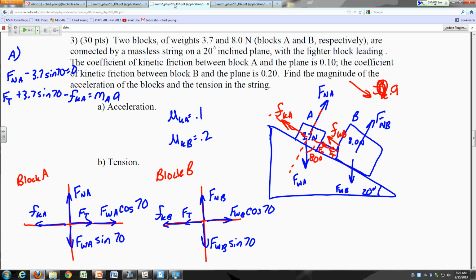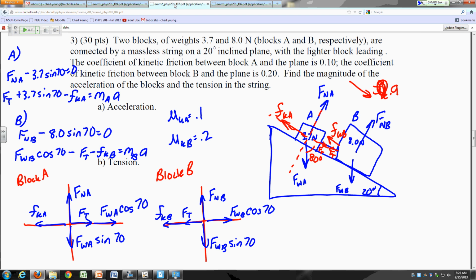For block B, it looks like this. I have FNB minus 8 newtons, that's FWB, sine of 70. That's equal to 0. And then I have FWB cosine of 70 minus FT minus FKB equals MBA.